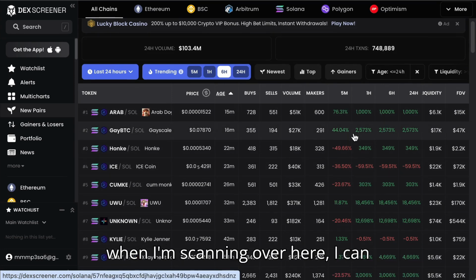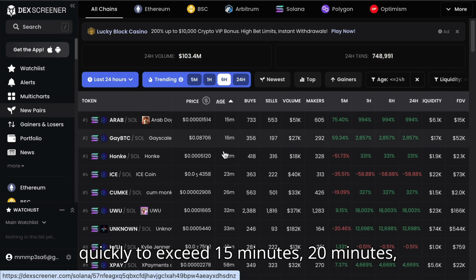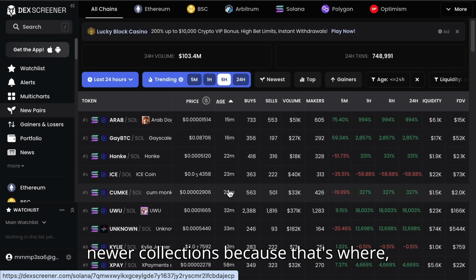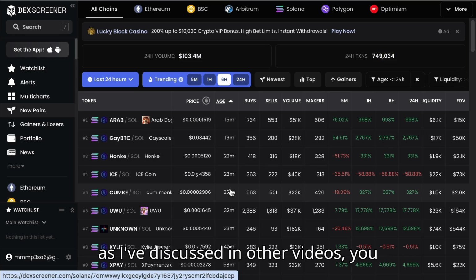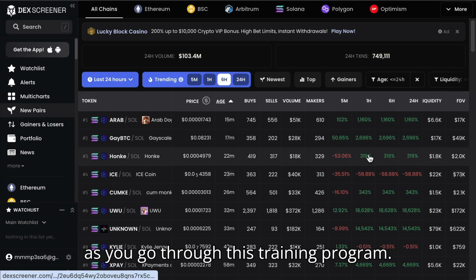Now, when I'm scanning over here, I can obviously see how old they are very quickly. So you can see 15 minutes, 20 minutes, etc. I'm very interested in the newer collections because that's where, as I've discussed in other videos, you get a lot of the ROI, return on your investment. And you'll learn more on that as you go through this training program.